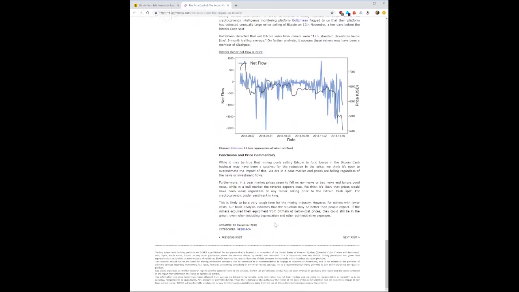This is likely to be a very tough time for the mining industry. However, for miners with lower costs, our basic analysis indicates that the situation may be better than people expect. If the miners acquired their equipment from Bitmain at below cost prices, they could still be in the green, even when including depreciation and other administrative expenses.